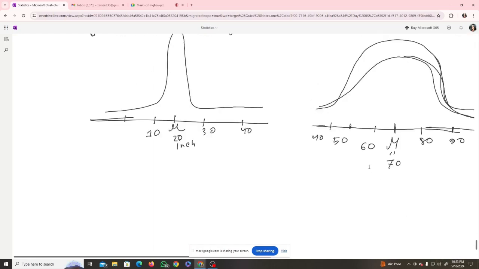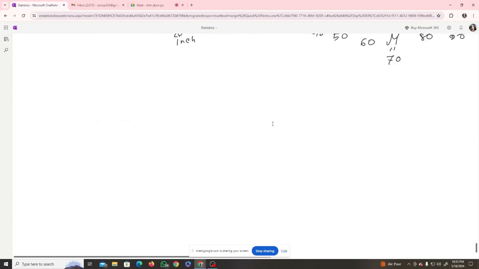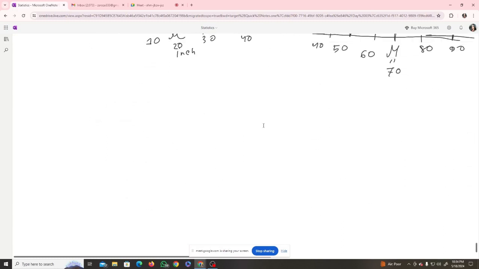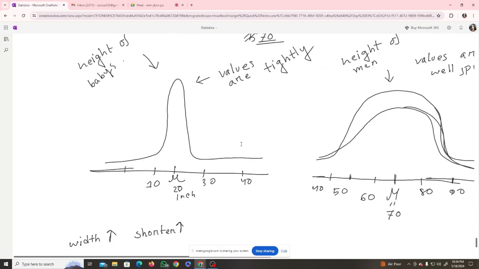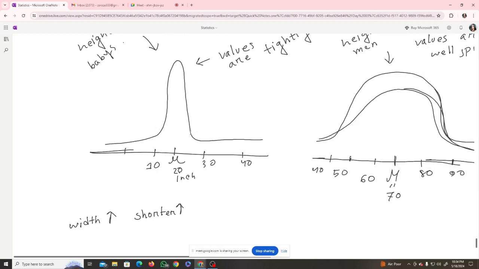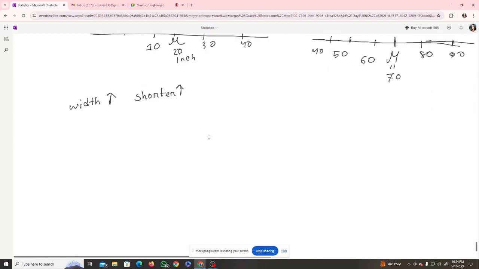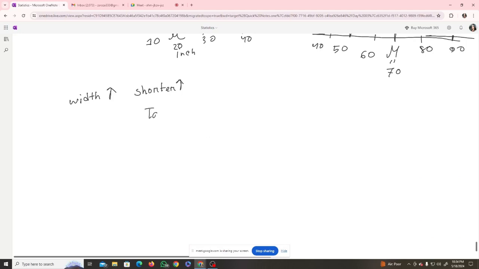From this discussion, what is the takeaway? The takeaway is, if the width of your distribution is greater, you will have a distribution which looks shorter. You see, the range is very wide, and if your width is not as big as this, the distribution will be taller. So the distribution will be taller if your width is short.